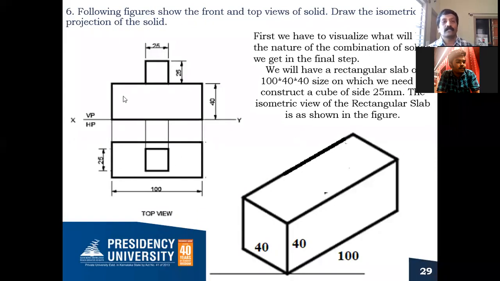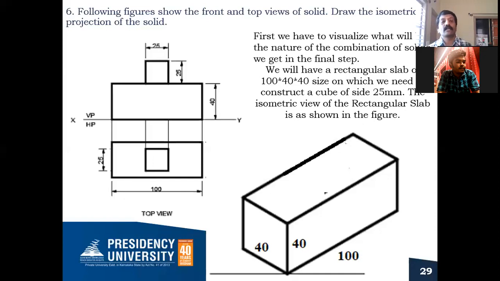After this, project all the points here. What is the height which is given? 40. From here you draw 40 and construct this rectangle. Now you extend this cube here. What is the height which is given? 25. Construct this square. Okay, the cube will look like a square in the top view as well as in the front view. The rectangular slab looks like a rectangle in the top view and front view also.